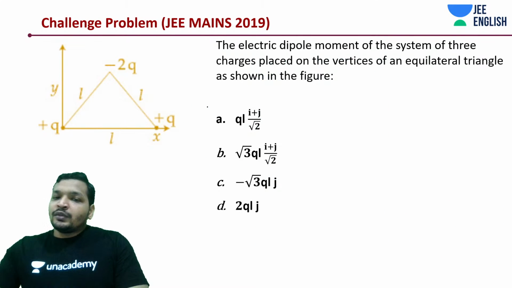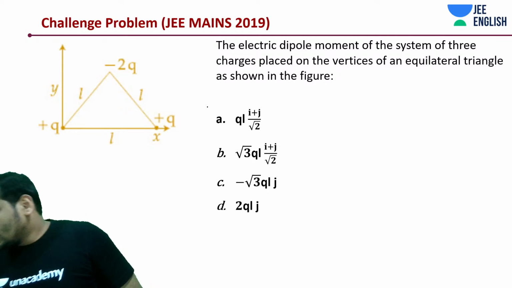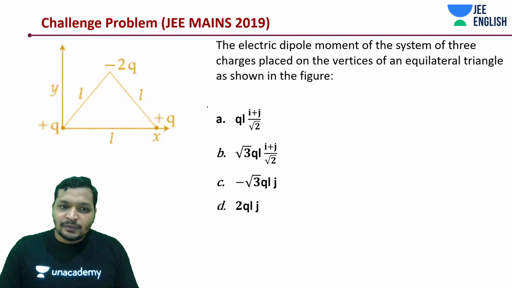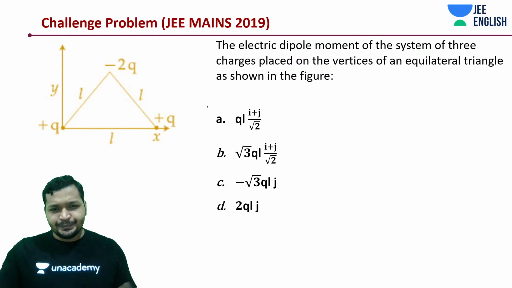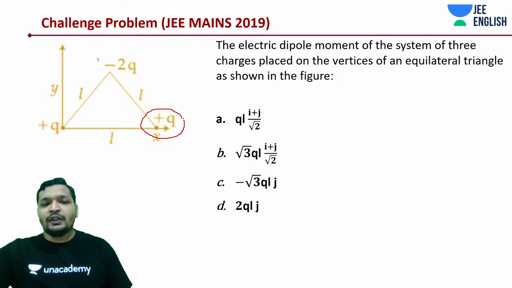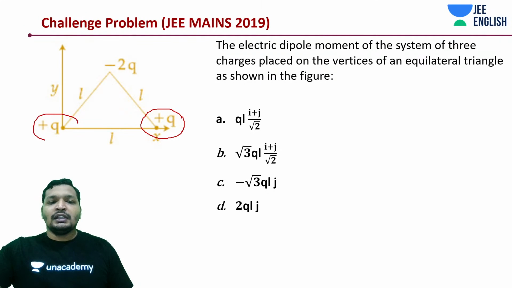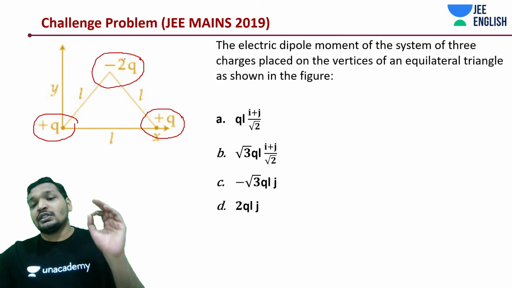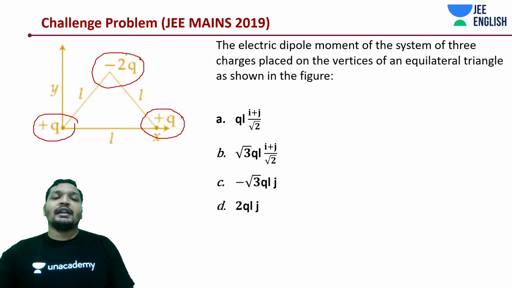Alright, now let's move on to the next question. This is a JEE Mains 2019 question. Why don't you get started on this first? Until now, whatever concept has been taught to you, you can make use of that concept. Let me quickly explain the question before we dive in. So, what do we have over here? We have plus q on one side of the equilateral triangle, plus q on the other side of the equilateral triangle, which are placed on x-axis. And minus 2q on the other side of the equilateral triangle. It's all placed on an equilateral triangle.